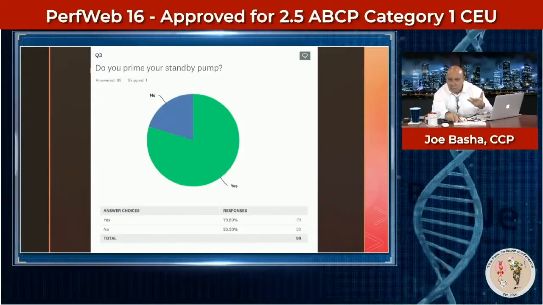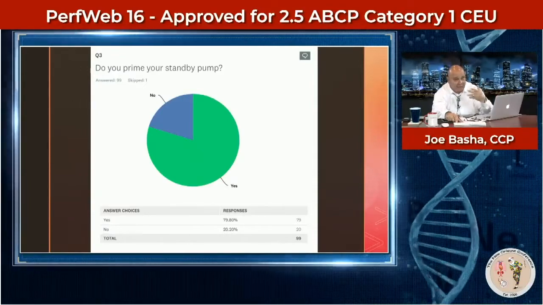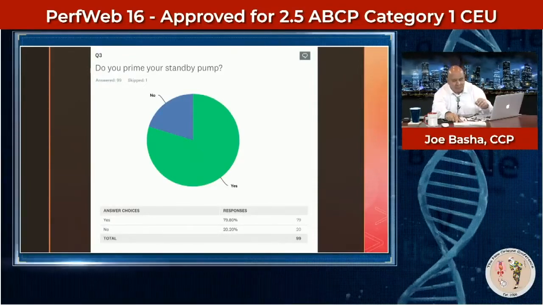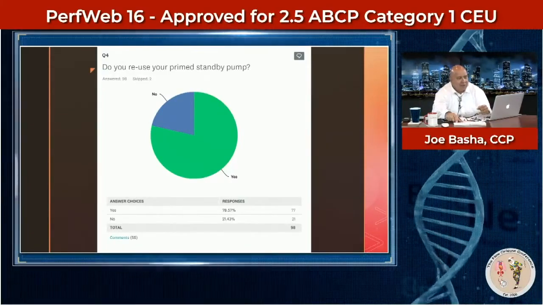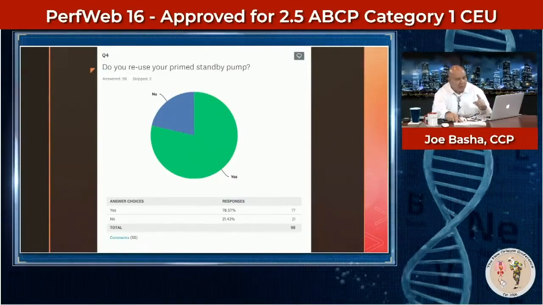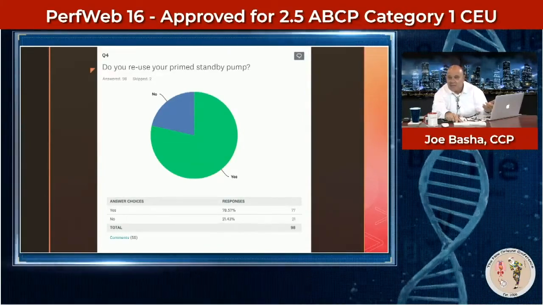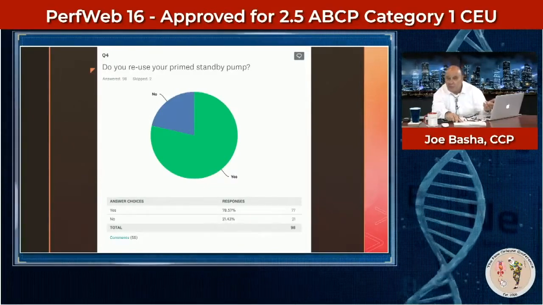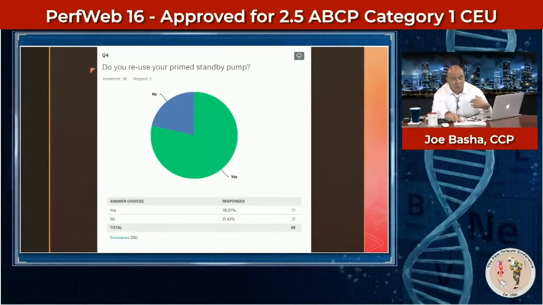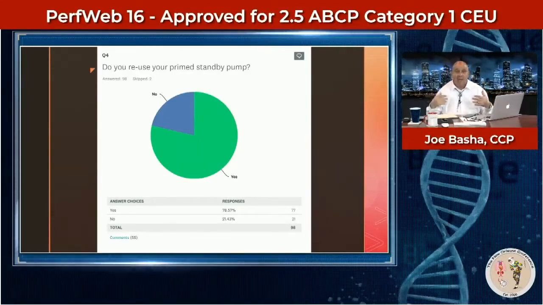Now, of course, as soon as I saw this slide, I had a follow-up question to it, but don't worry, they asked too. I thought that was interesting. Do you reuse your primed standby pump? So you didn't use it for the TAVR. Do you use it for the next TAVR, or for a heart case, or whatever the situation may be? Which begs the question in my mind anyway.